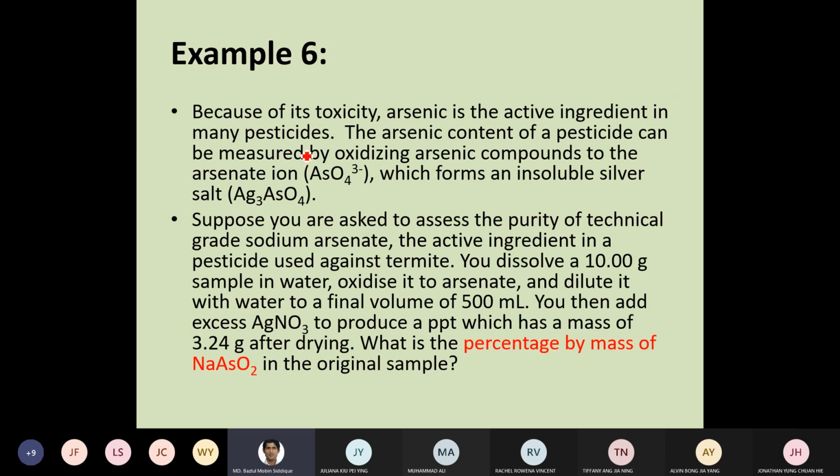Another example here is a longer one. It says that arsenic is a very poisonous element or metal and is carcinogenic. So that is why it's poisonous to a human being. It's very much poisonous to small animals like rodents or rats. So for pest control, sometimes this arsenic is used for poison.